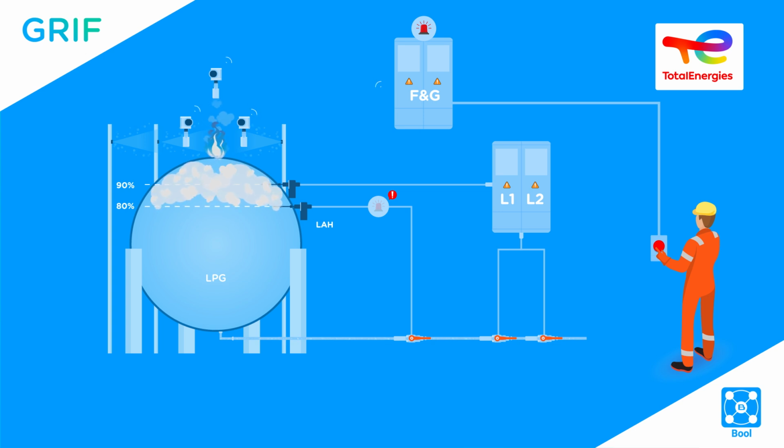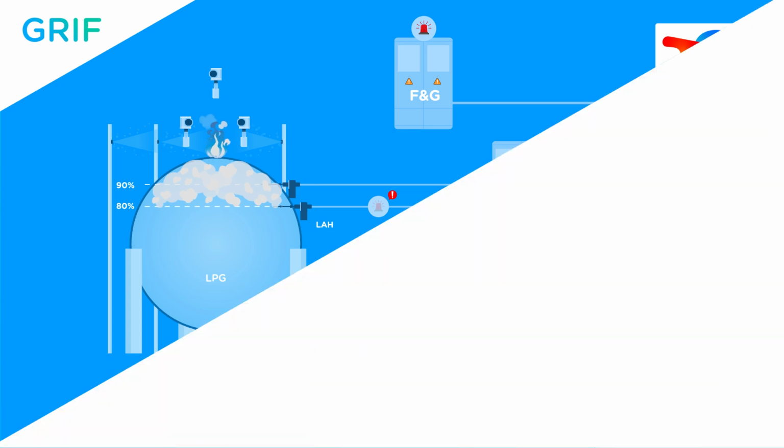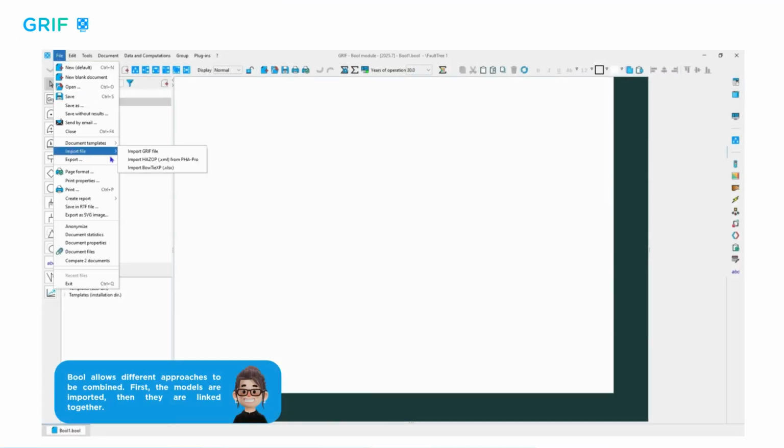In this tutorial, the global model will be created using the GRIF Bool module to link the different approaches. Barriers are detailed using a SIL loop or a fault tree. Bool allows different approaches to be combined.